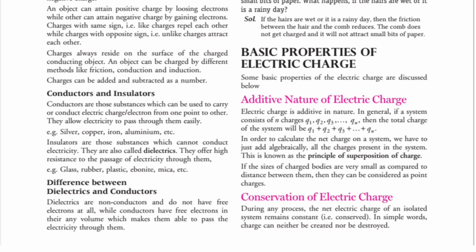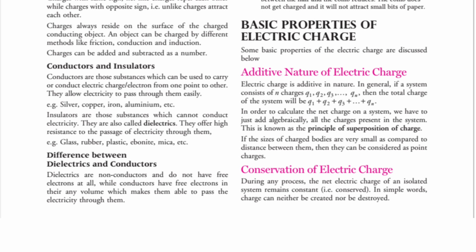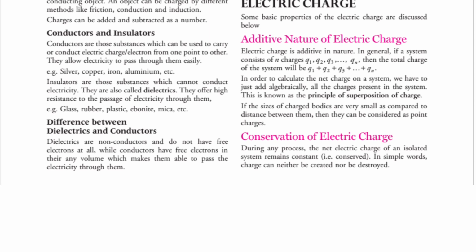Okay, for example, glass, rubber, plastic, ebonite, mica, these are the examples of insulators, and silver, copper, iron, aluminum, these are the examples of conductors. Okay, then the difference between dielectrics and conductors.